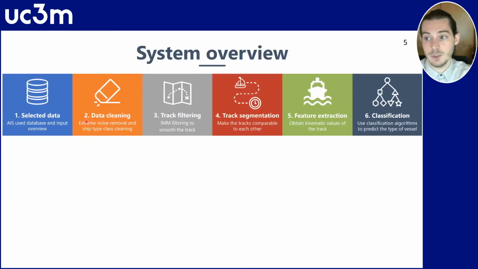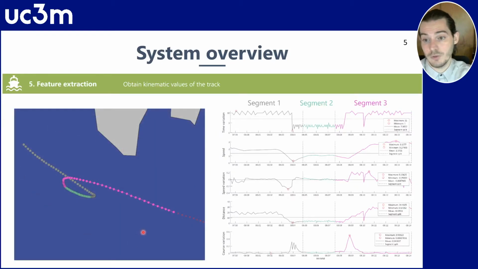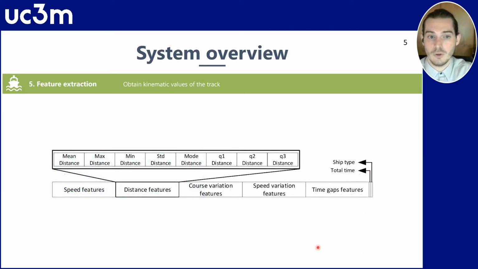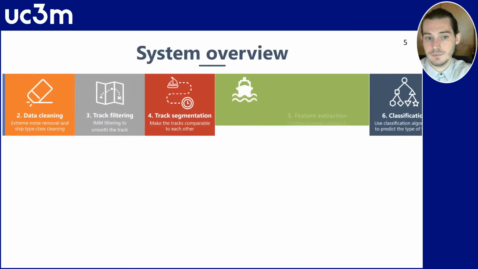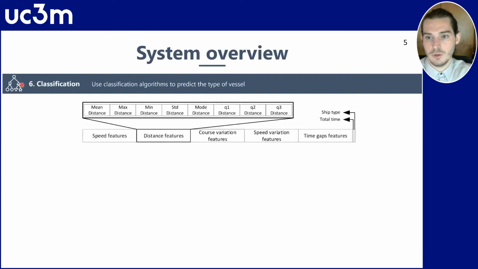The next step is the feature extraction. Using the dynamic of each segment, it extracts different dynamic values like course, distance, speed variation, etc. All these features are also summarized in statistics, generating a vector of inputs for each ship into the classifier. Later, this vector is introduced into each classifier.